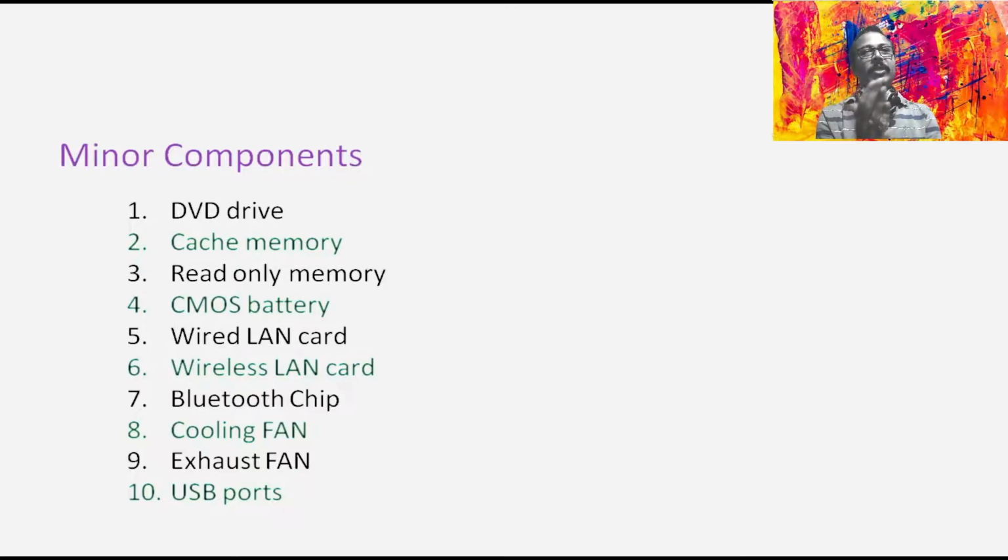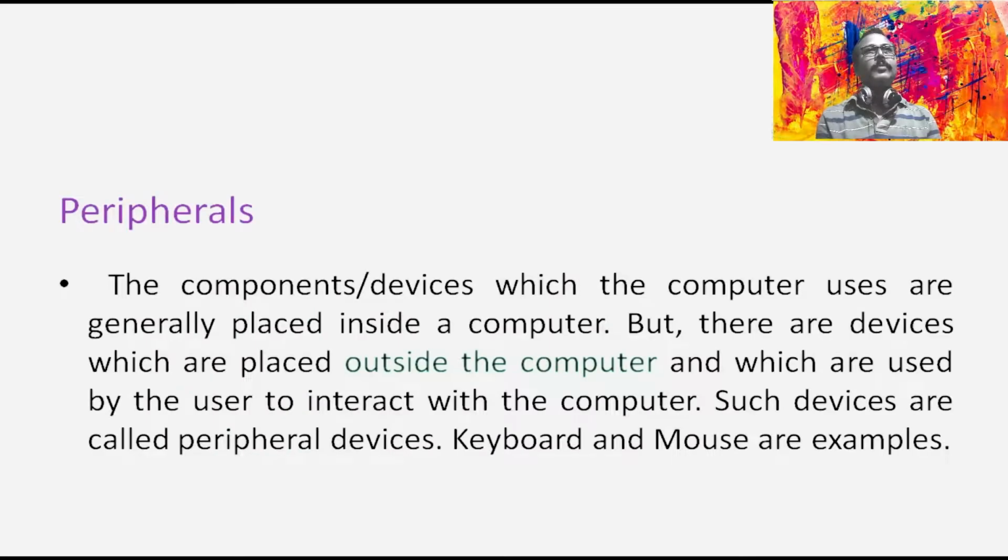It may come in the form of a card, or it may come in the form of a chip on the motherboard. So these are all the minor components which you should know about. Apart from the major and minor components present inside a computer, there will be other components present outside the computer which are essential for us.